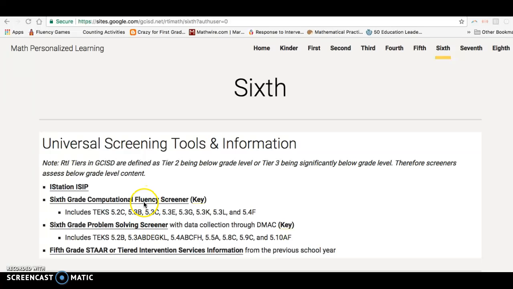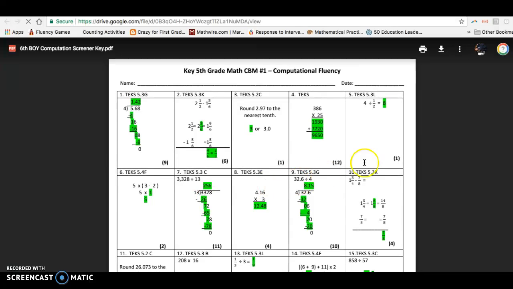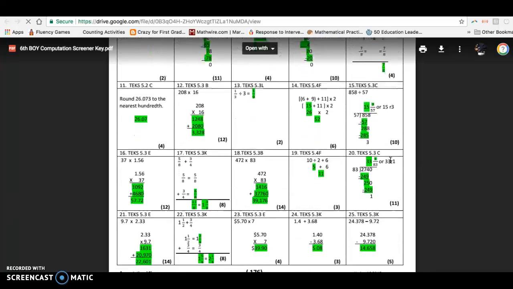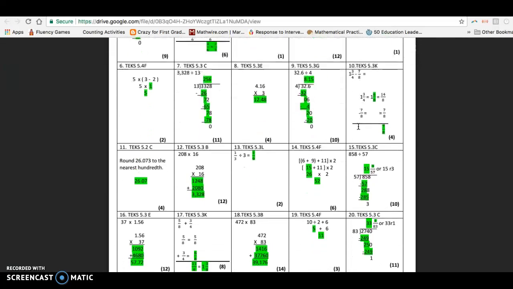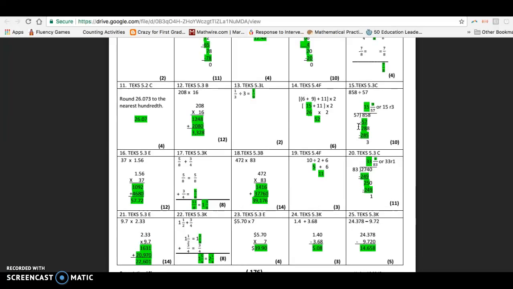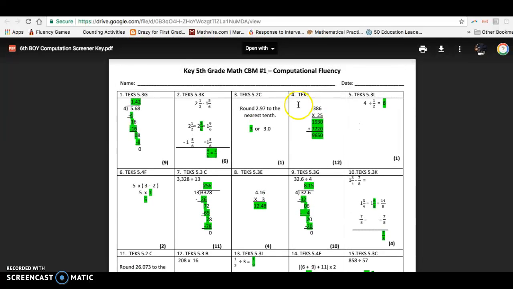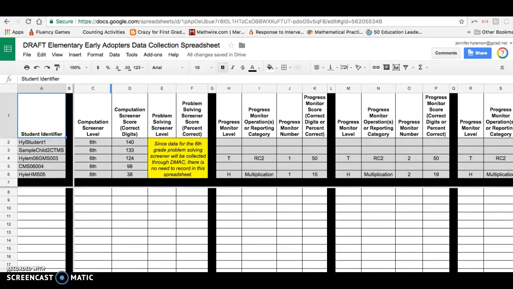What's new are the computational fluency screener and problem solving screener. The computational fluency screener you may recognize as looking like our old progress monitors for computational fluency, but we've taken off the time limit and have students do this only once. You grade it according to correct digits. That's what the highlighting is about. And then you record the number of correct digits in the spreadsheet.